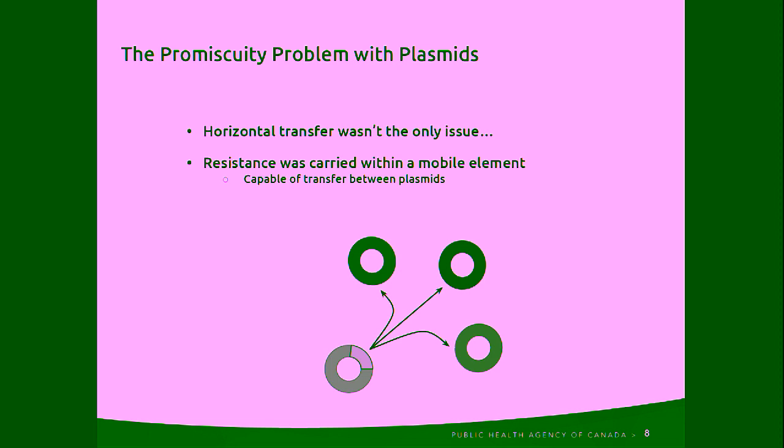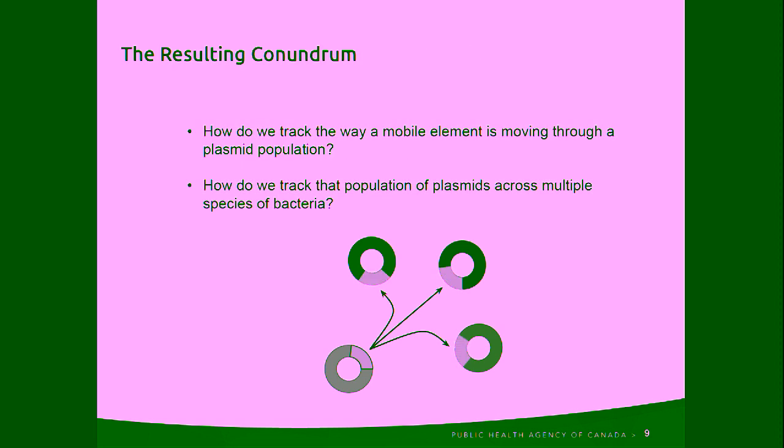So the resistance in this outbreak was a carbapenemase, so it gives them resistance to carbapenem antibiotics, and it was held on a mobile element called a transposon, which can very easily transfer between plasmids, like so. And so this was our conundrum. How do we track the way a mobile element is moving through a population of plasmids? And how do we track that population of plasmids across a population of bacteria from multiple species, multiple genera? So that is why we created the plasmid profiler.